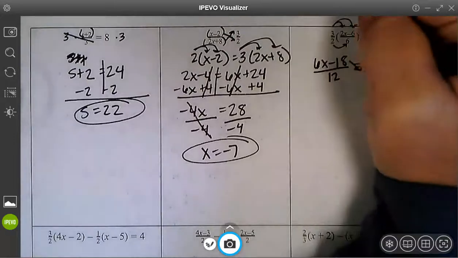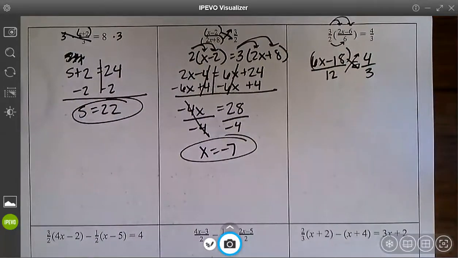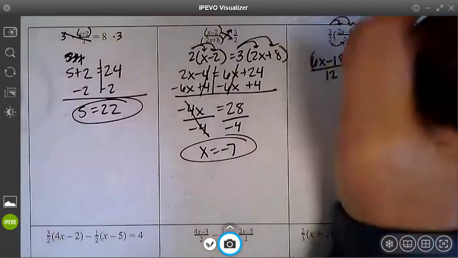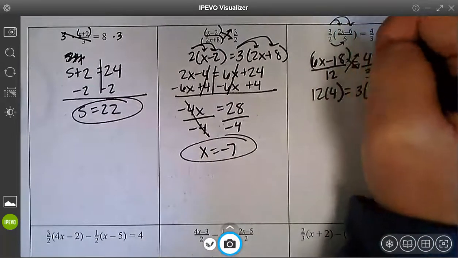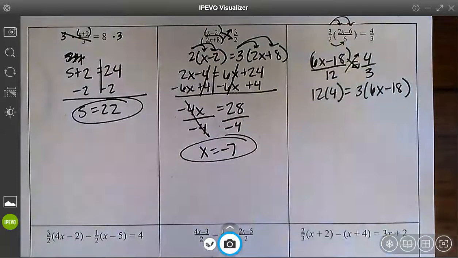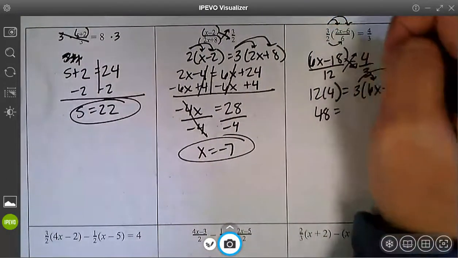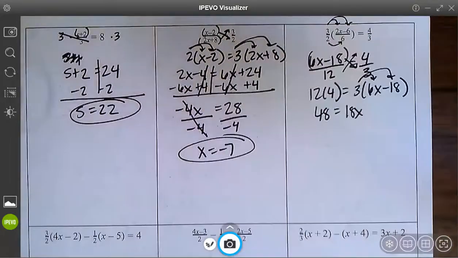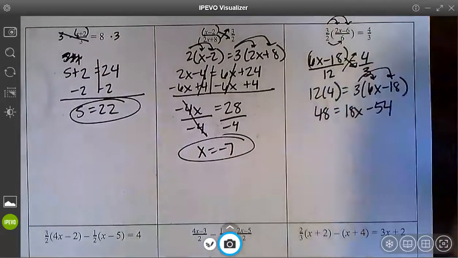And now we'll cross multiply. Just make sure you put parentheses around your numerator and denominator if there's more than one term there. So I have 12 times 4 equals 3 times (6x minus 18). 12 times 4 is 48. Distribute my 3, and you get 18x minus 54.